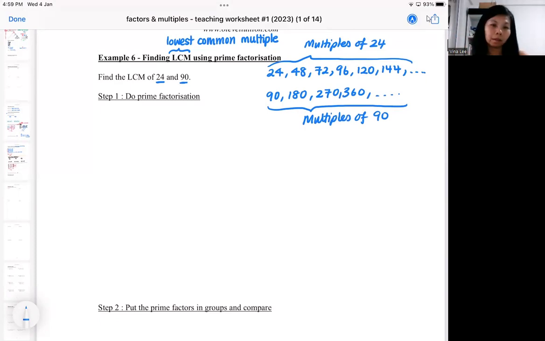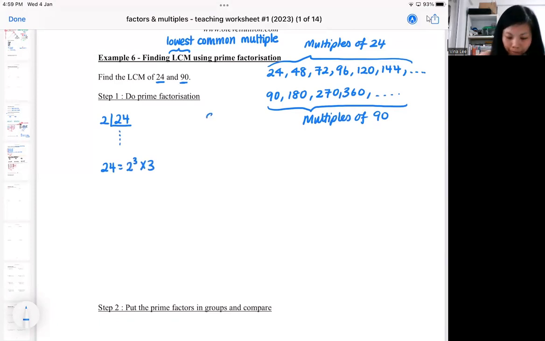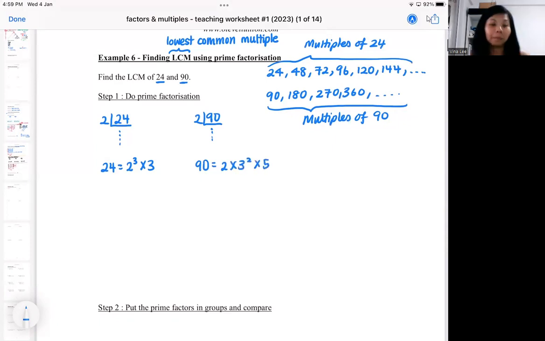Again, there are two methods. The generic one will be prime factorization. If you are doing prime factorization, you got to do the ladder method first. I presume you either do your ladder method or your branch method. Whatever it is, at the end of it, you should get it in the index format.